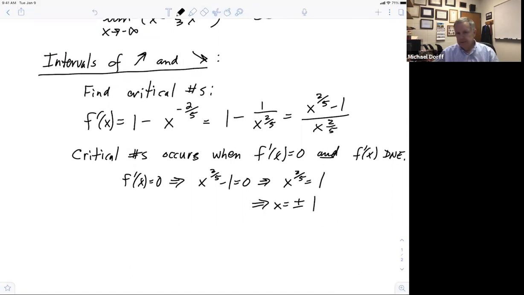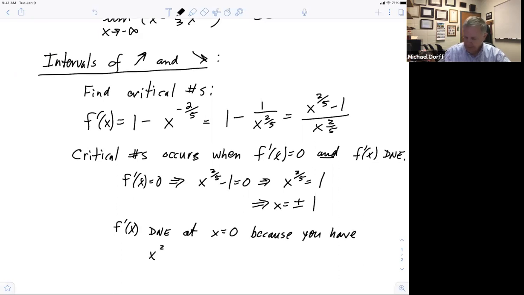Now notice I'm going to get a minus 1 because if I take negative 1 to the 2/5 power, that means I square it. So negative 1 squared is positive 1, and I take the 5th root of that, I still get 1. So both a positive 1 and a negative 1 are important here. And the derivative does not exist at x equals 0 because you have x to the 2/3 in the denominator of f prime.